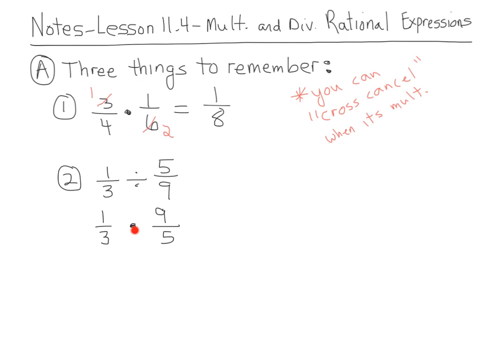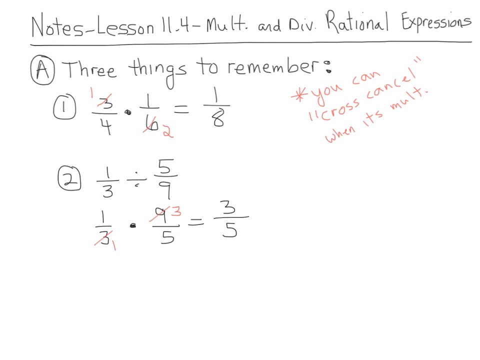Now, once you have it in multiplication, you're allowed to cross cancel. So you can cancel 3 with 9, as long as one's in the top and one's in the bottom, not side to side, and it has to be multiplication. You can't cancel when it's division, only after you've flipped and turned it into multiplication. 3 goes into 3 once and into 9 3 times. And now just multiply straight across, numerator times numerator and denominator times denominator. So 1 times 3 is 3, and 1 times 5 is 5.